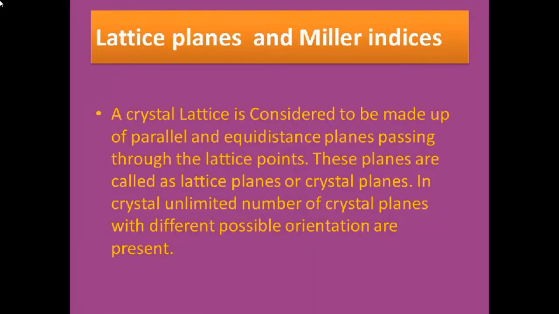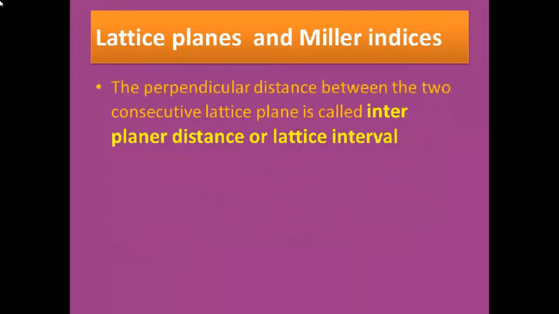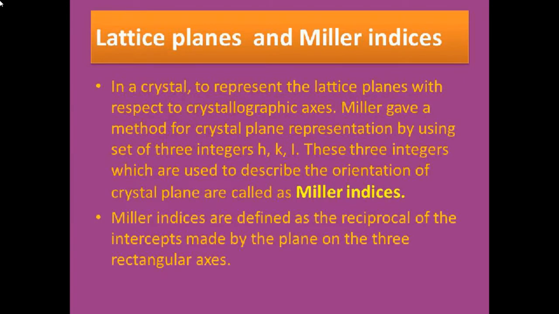The crystal lattice is considered to be made up of parallel and equidistant planes passing through the lattice points. These planes are called lattice planes or crystal planes. In a crystal, an unlimited number of crystal planes with different possible orientations are present. The perpendicular distance between two consecutive lattice planes is called the interplanar distance or lattice interval. To represent the lattice plane with respect to the crystallographic axes, Miller gave a method using a set of three integers h, k and l. These three integers, which describe the orientation of the crystal plane, are called Miller indices.